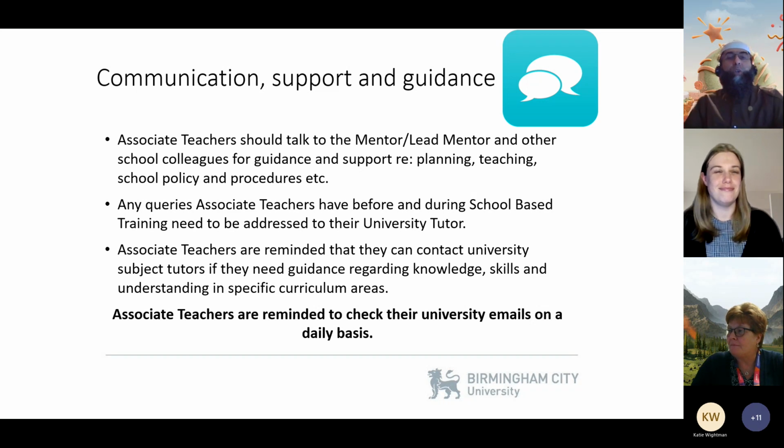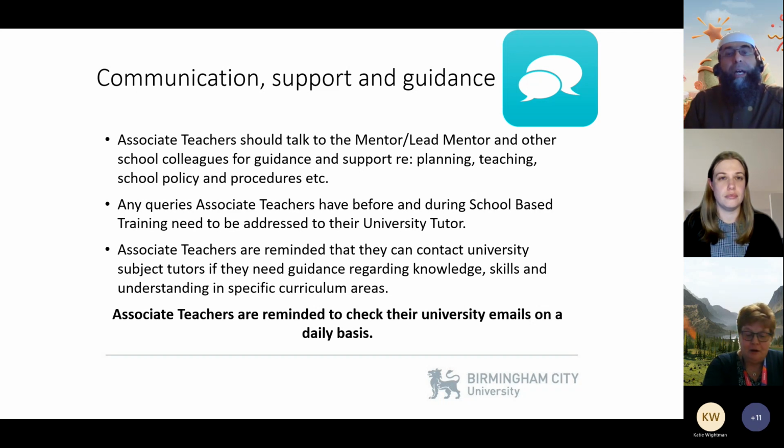Yes. So associate teachers will also need to talk to the classroom teacher and the lead mentor and other colleagues in school for any support that they require, any guidance they might need in relation to planning, resources, teaching, school procedures, playground duties, staff meeting attendance, and so forth.